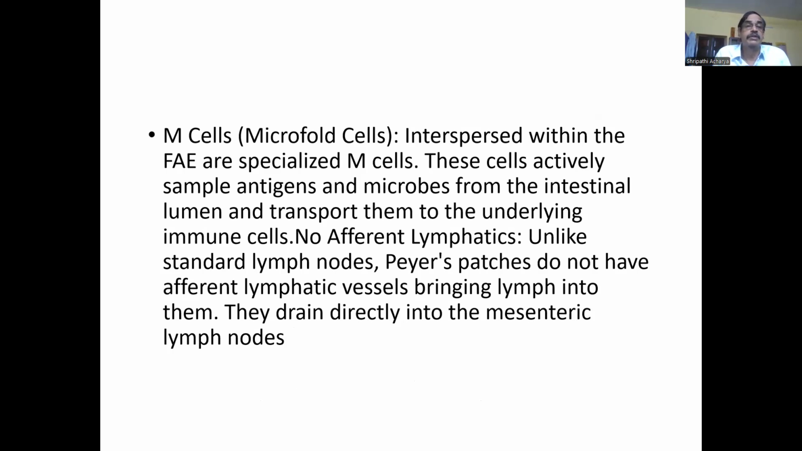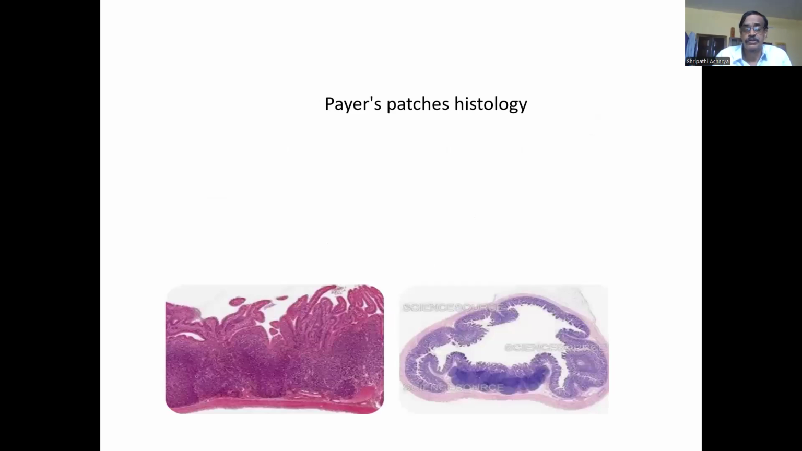These cells actively sample the antigens and microbes from the intestinal lumen and transport them to the underlying immune cells. No afferent lymphatics. Unlike standard lymph nodes, Peyer's patches do not have afferent lymphatic vessels bringing lymph into them. They drain directly into the mesenteric lymph nodes. The histology of Peyer's patches.